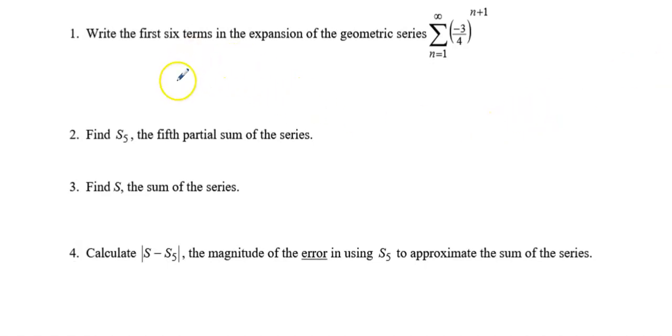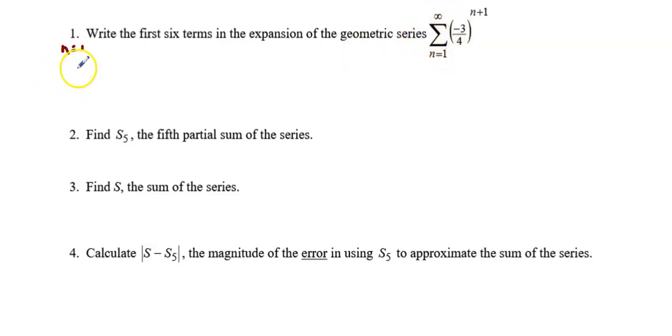It's actually pretty straightforward. So the first thing it's asking us to do is to take this geometric series and write the first 6 terms of the expansion. And so this is actually very basic. What it's asking us to do is to say, okay, well, when n is equal to 1, figure out what the value of the series is going to be. And so we can see that this convergent series, right, it's going to converge.